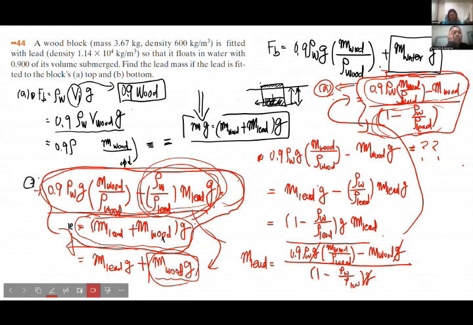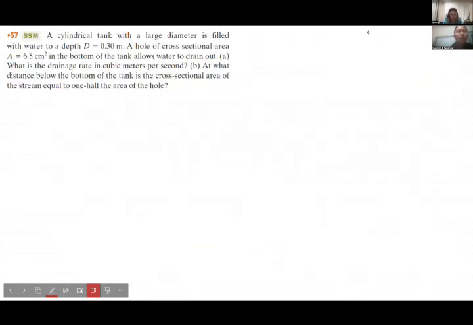I got 2.01 kilograms. Okay, good, nice. All right, let's move on. Problem 57. Please read this problem, and I'll just start solving it.